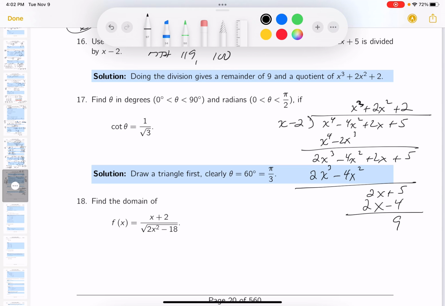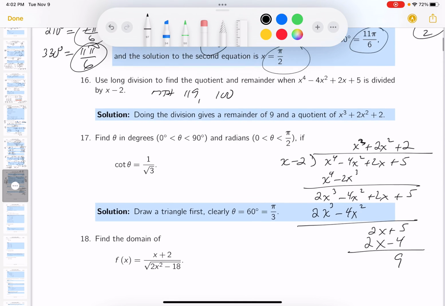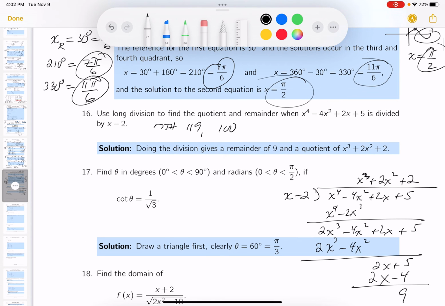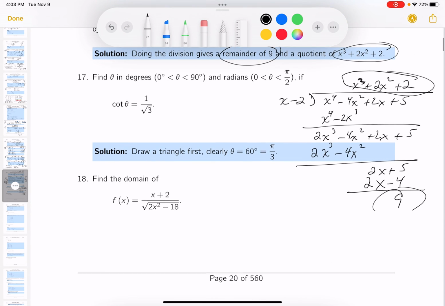So what do I got? I know what the answer is going to be. I'll write this down for you now. I found by long division that I got a remainder of 9. I see that right here. And I got the quotient of x cubed plus 2x squared plus 2. All right? Let's take a look at the next one.